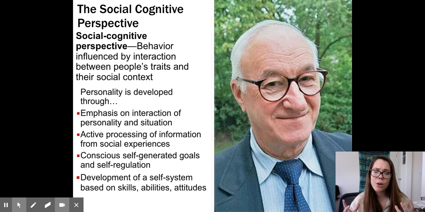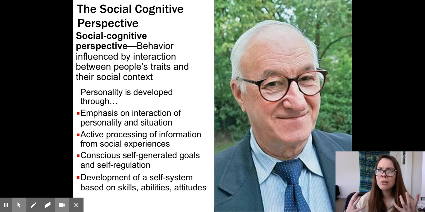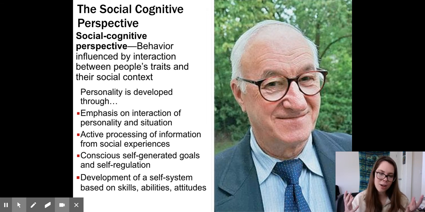Third, he believed we consciously self-generate goals along with ways of regulating them, which is also part of our personality. Fourth, the development of the self-system based on skills, abilities, and attitudes. Essentially, the social cognitive perspective is an interaction of traits and the environment and how they affect your personality. Wrapped up in a bow, my friends. Again, Bandura is super important to know as part of the social cognitive lens. They like to connect his name to that.